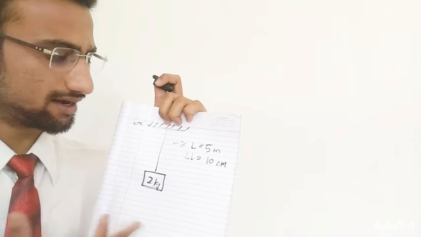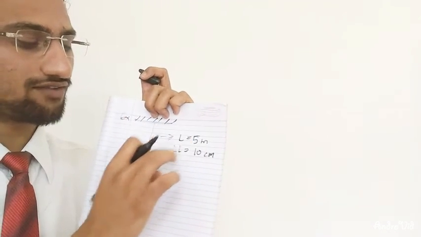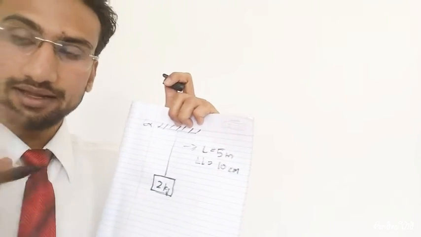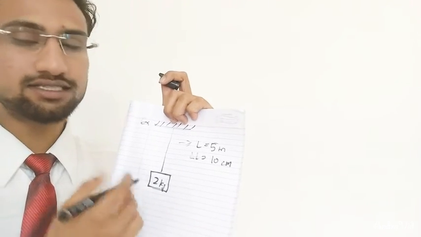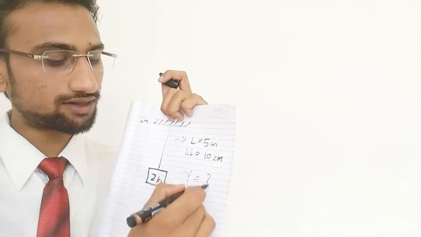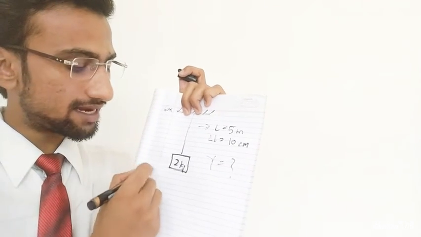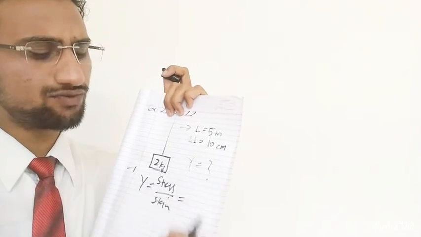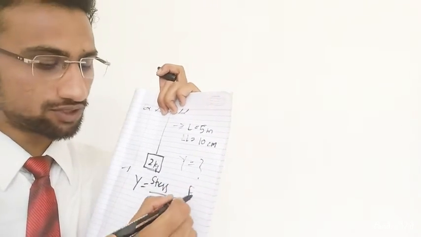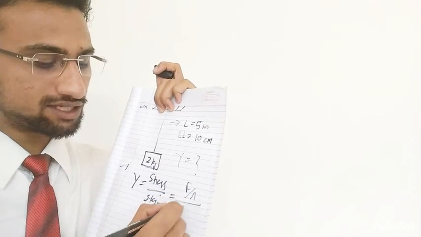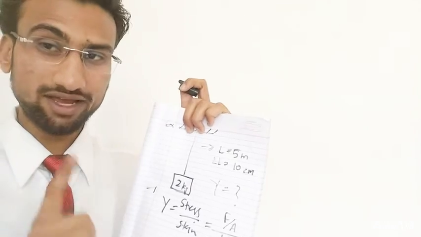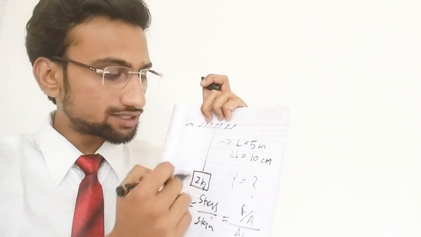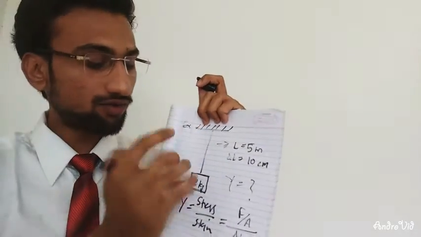I am taking random data. So the original length was 5 meters, and when this block was hung, the body elongated by 10 centimeters. Now the question is: calculate its Young modulus for this string. We have the result that Young modulus is stress to strain. For stress we have force, the restoring force, upon area, and strain is change in length upon original length. Now here one term is missing. We need to know the area of cross section for the string. We need one more piece of data.